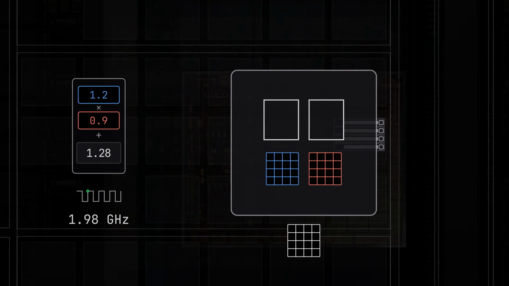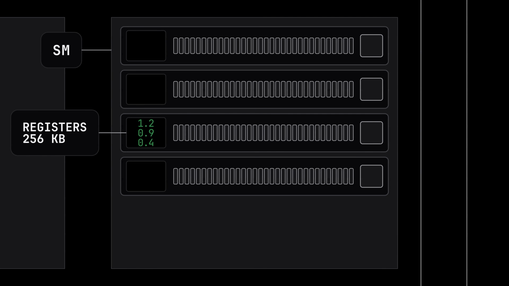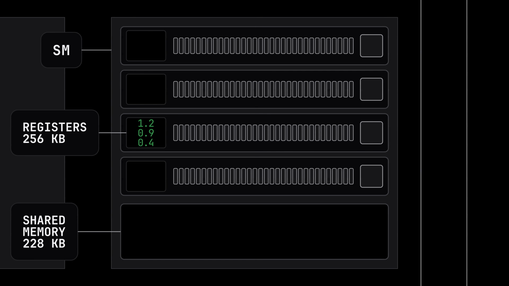Now let's zoom out and look at the rest of the GH100 chip. Inside each streaming multiprocessor, there are 256 KB of registers, a tiny bit of ultra-fast local storage where a core keeps the numbers it's working on at that moment. Next to that is up to 228 KB of shared memory, which allows all of the cores inside the same multiprocessor to swap data if the code tells them to.